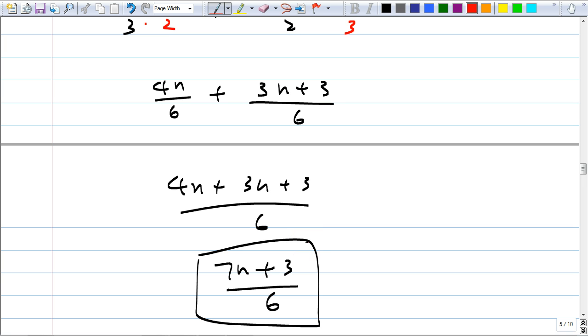Any questions? Easy enough? Can you do something like this for your homework or test? In order to add or subtract fractions, you must have what, class? A common denominator. Any questions? Are we good? All right, good.